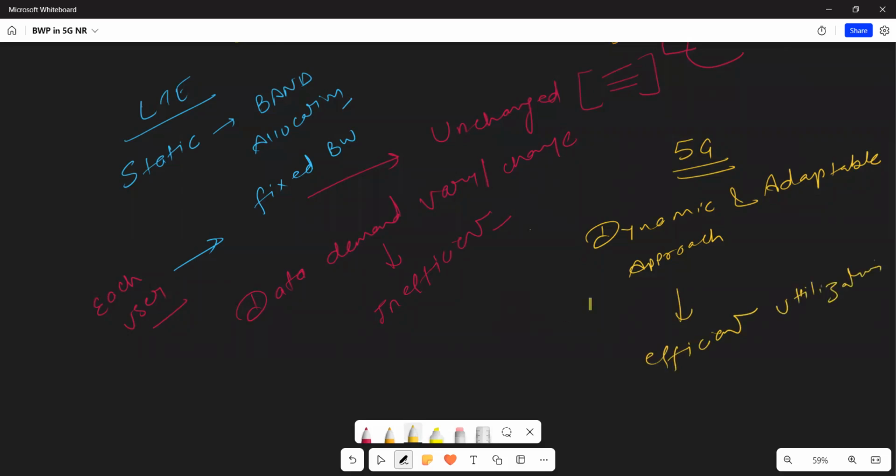Utilization of spectrum. So making it easier to meet the varying data demands in different situations, right? So just think of BWP as a tool that allows 5G to be like a flexible rubber band. So it can stretch or contract as needed, right? So provided just the right amount of bandwidth to each user rather than a fixed rigid allocation, right?